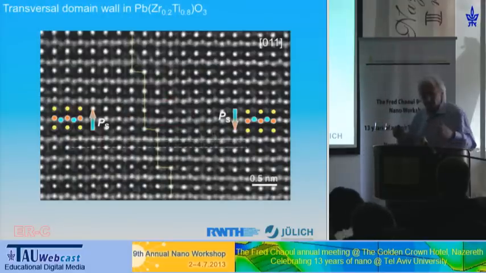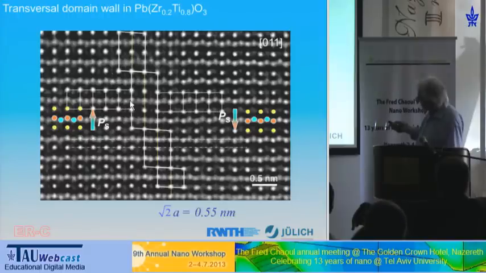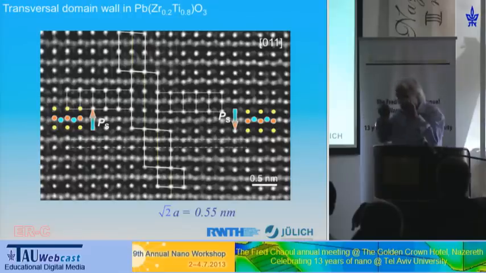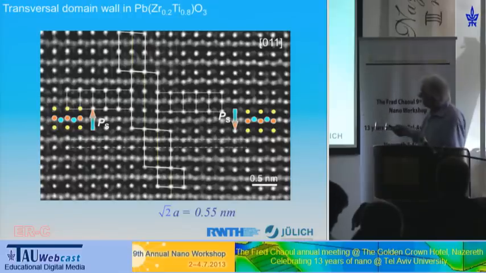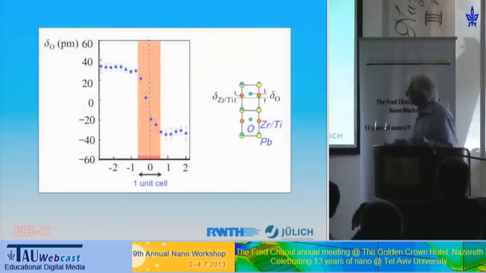Now, an important characterization parameter of these walls, of course, is their width. And we measure these now in atomic dimensions. And you see that the oxygen is going down here, it's going up here. That means the change is within one projected unit cell. This is a 110 view. And that's the smallest possible distance. And this is corroborated by the quantitative measurements.